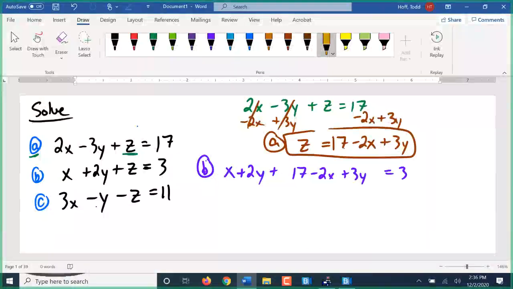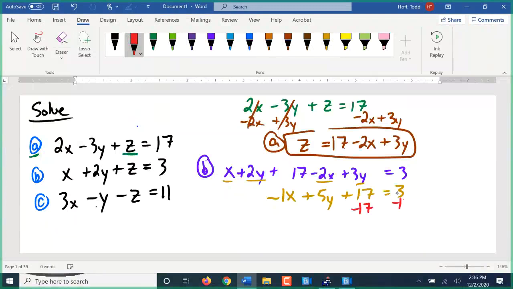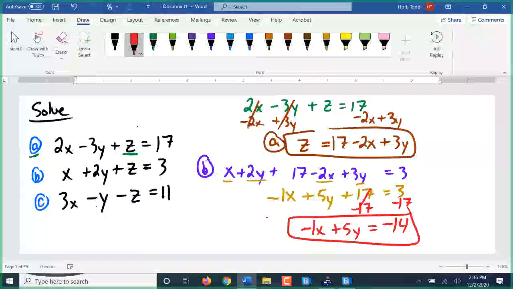They're not doing anything. Now we can combine x and negative 2x. That's negative 1x. 2y and 3y is 5y. And then we have the 17 equals 3. And I'm going to subtract the 17 just to get it in that form we're used to. So I have negative 1x plus 5y equals negative 14. That's my new equation B.